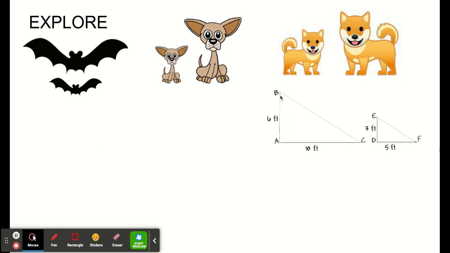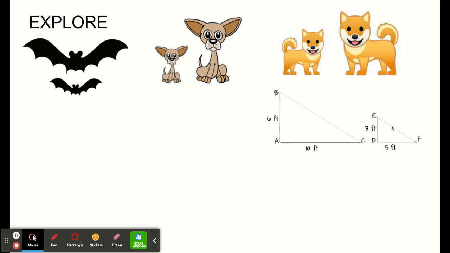And so angle B and angle E have the same measure, angle A and angle D have the same measure, and angle C and angle F have the same measure. So all of their angles are the same, but clearly their side measures are not. And what you'll notice is that this side here is 6 and this side here is 3, which means that the larger triangle is 2 times larger than the smaller.